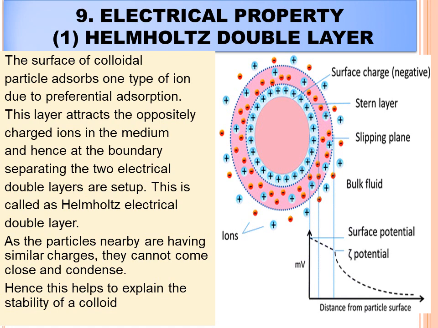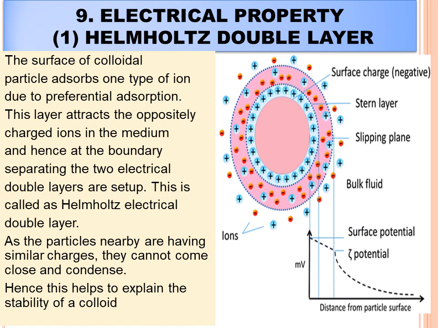So it adsorbs a layer of negative charges. Look at the blue layer of positive charges, which is due to preferential adsorption. That means when the particle is negatively charged, it will form a positive layer surrounding it. This layer is the Stern layer, a fixed layer, and this positively charged layer attracts the negatively charged particles in the dispersion medium, which form a slipping plane, that means a movable layer. There are two layers: one is a fixed layer, the next is a movable layer of charged ions from the dispersion medium.